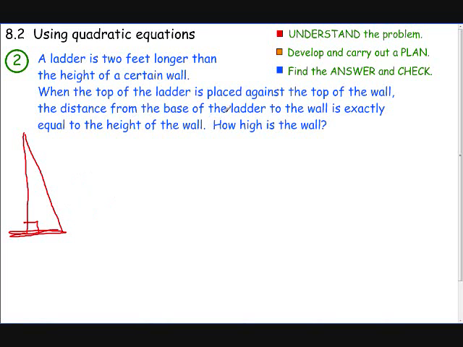the distance from the base of the ladder, right here, to the wall is exactly equal to the height of the wall. Oh, for heaven's sakes. Well, my drawing is wrong. The distance from the base of the ladder to the wall is exactly equal to the height of the wall. So it actually looks like that, an isosceles triangle. How high is the wall? So the thing we're interested in here is right here. How high is this wall?